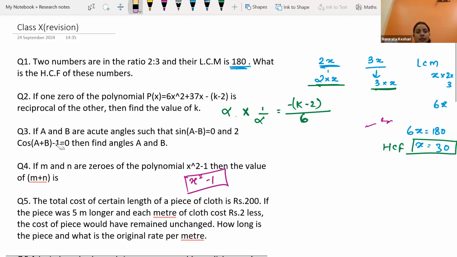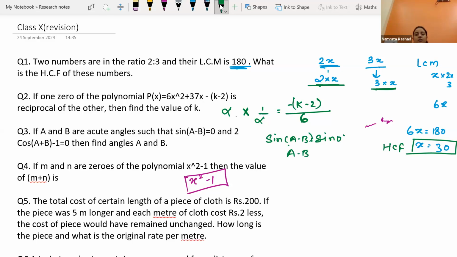Okay. Now the next one. Next one is a very common question. A and B are acute angles and sine (A minus B) is 0, and 2 cos (A plus B) minus 1 is 0. So here we'll be getting sine (A minus B) is equals to 0, meaning sine 0. Then we can compare angle with angle. We will be getting A minus B is equals to 0. The other one is 2 cos (A plus B) minus 1 is equals to 0. So cos (A plus B) is 1 by 2. And here we will be getting A plus B as the angle which gives us 1 by 2. So 60 degrees, right?